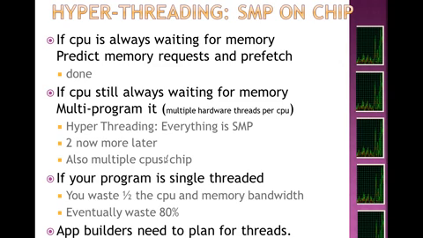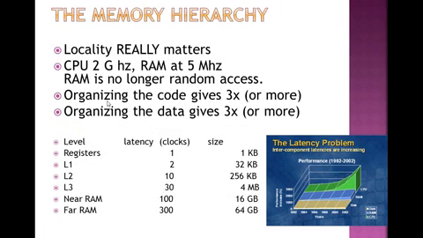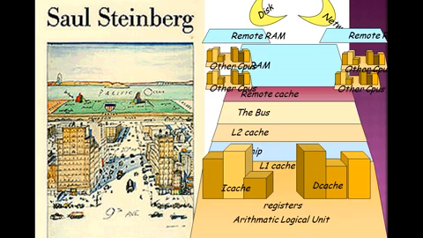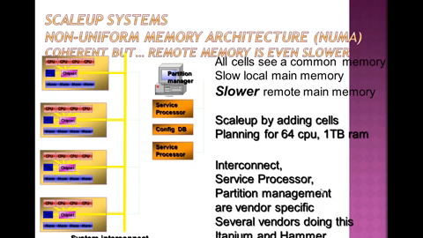Then we also studied hyper-threading, that is SMP on the chip. That is why we are using SMPs, and why the CPU is waiting for the SMPs. The memory hierarchy, this is the memory hierarchy we have studied. This is the diagram we have studied. The registers, I cache, D cache, bus, L2 cache, L1 cache, remote cache.